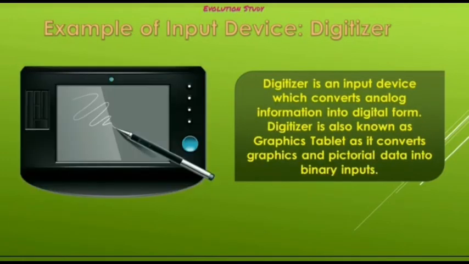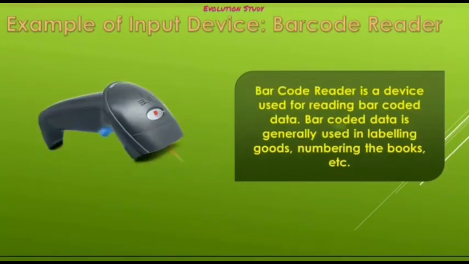What is digitizer? Digitizer is an input device which converts the analog information into digital form. Digitizer is also known as the graphics tablet as it converts the graphics and pictorial data into the binary inputs. We all know what is a barcode reader. Most of us have seen it in the shopping malls, right? Yes, barcode reader is a device used for reading the barcoded data. Barcoded data is generally used in labeling goods, numbering the books, etc.